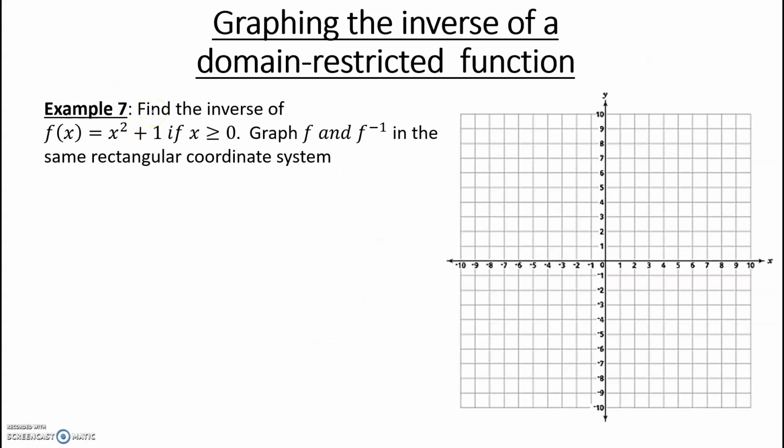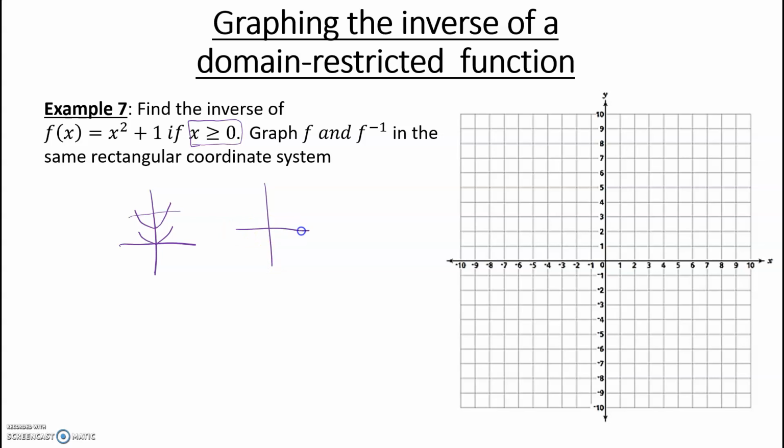Now with this one, sometimes you have to restrict the domain. What I mean by that is maybe the original function did not have an inverse. Look here, x squared plus 1. Remember x squared was that parabola? X squared plus 1 is that parabola moved up 1. This doesn't pass the horizontal line test, so the inverse is not a function. If you restrict the domain, then your inverse is a function.